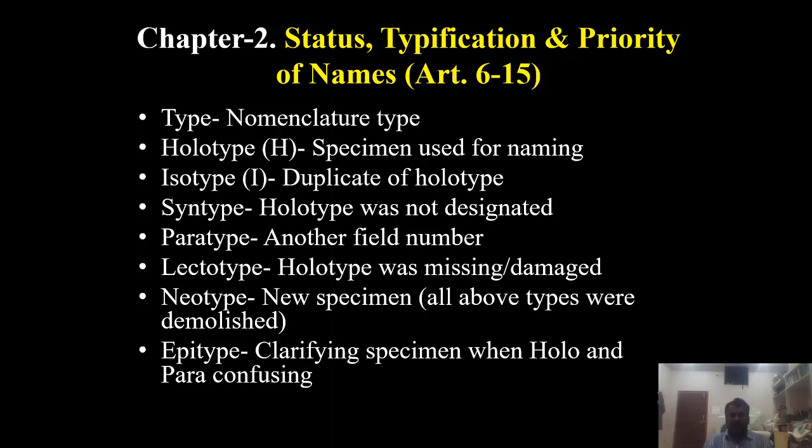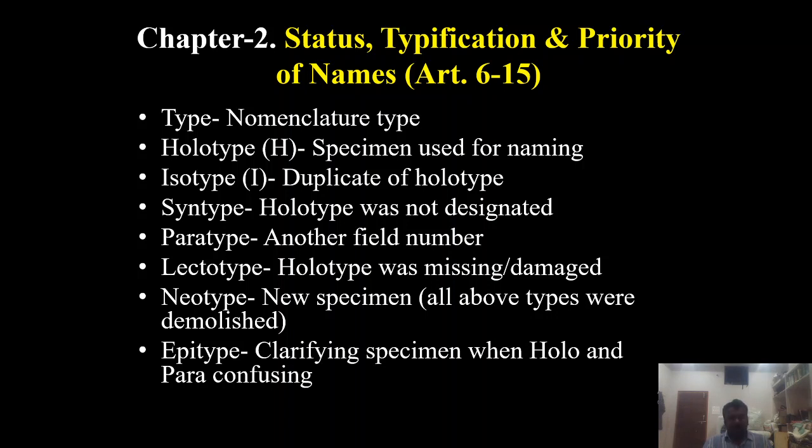The first one is holotype. Holotype is nothing but a specimen which is used for the naming by the author. The other specimens which are same as the holotype are called isotypes. That means they are duplicates of holotypes, with the same number collected by the same person from the same locality. The third one is syntype. When the holotype was not designated by the author, if another author selected any one of them as a holotype, such type is known as syntype.